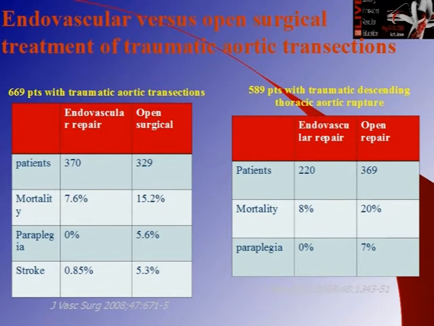There are two meta-analyses comparing the open and the endovascular repair. The mortality rate for the endovascular approach is 8%, and for the open repair is 15 to 20%. The paraplegia rate is 0% for the endovascular technique and 5 to 7% for the open repair.